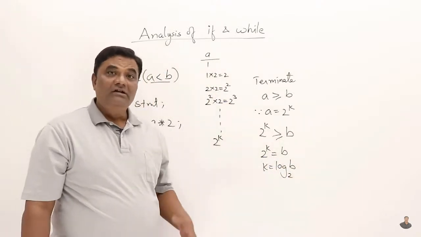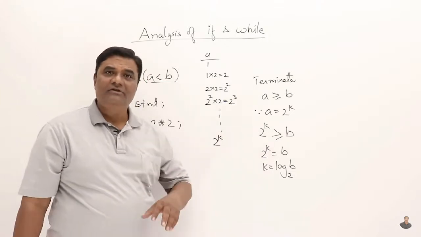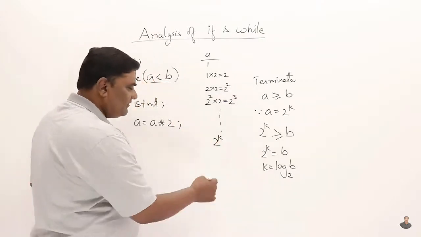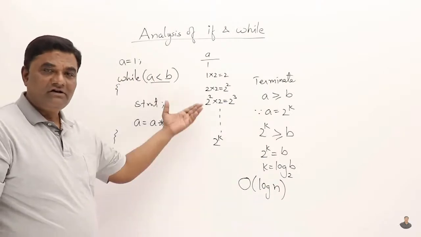So how many times is it going to execute? Log b times. We write the time complexity in the form of log n. We use the term n, but we got the answer in b. So let us call b itself n. So what is the time taken by this algorithm? It is order of log n. That's it. This is how I can analyze.